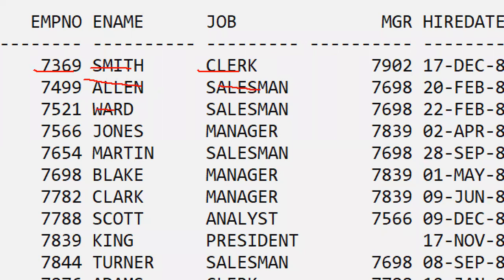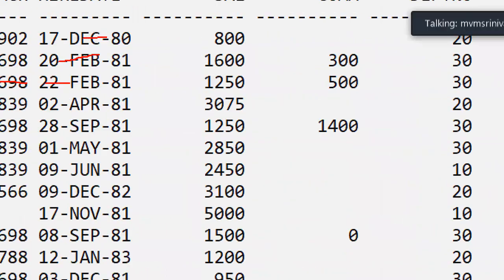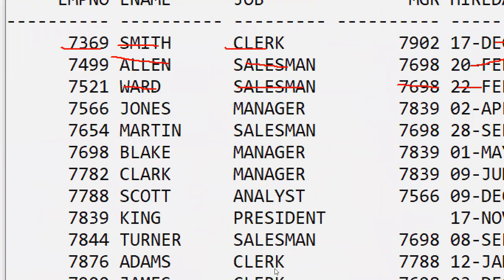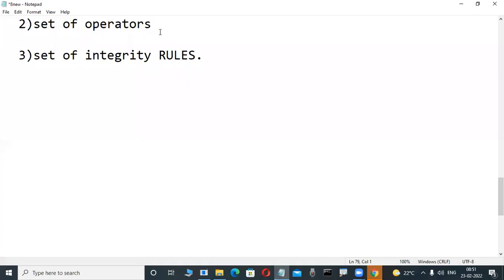In a cell you are observing also a single value is there. Multiple values are not there. You are observing or not? Yes, everywhere in a way. That's the rule, is there or not? Yes, here. Okay, fine. That's why always relational database data model products are now here.